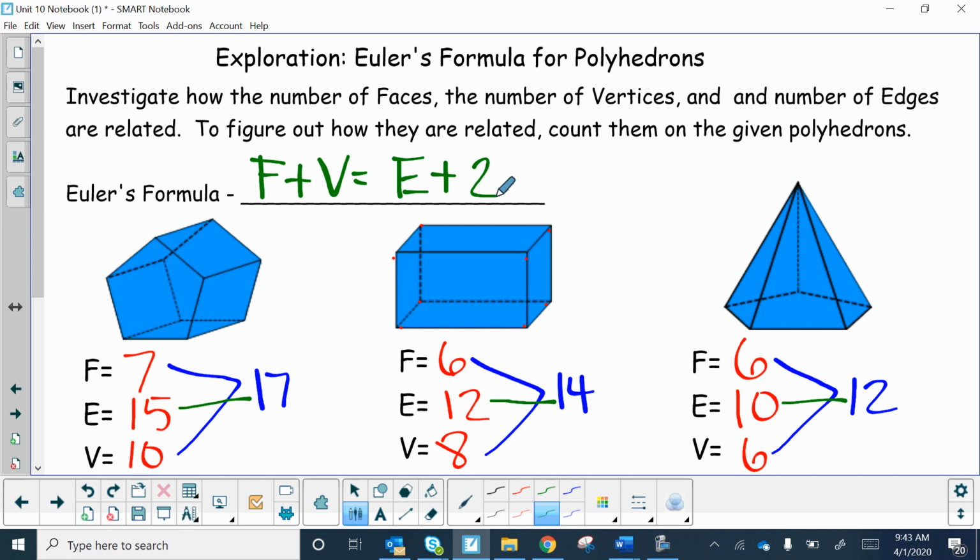So hopefully you were able to figure that out on your own. But that's the relationship no matter what for any polyhedron only. Okay, so polyhedron. No, it has nothing to do with cylinders or cones or spheres.